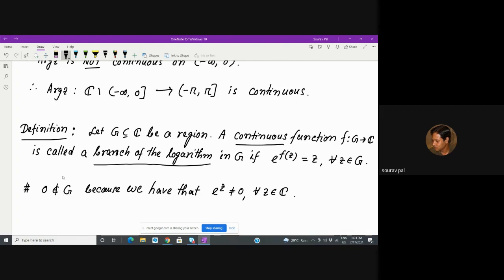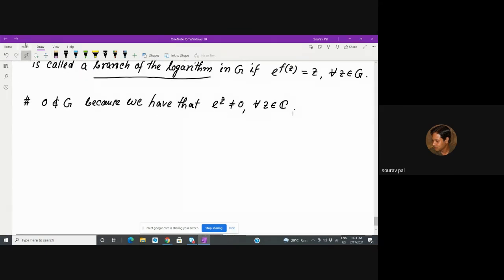Now, what can you say about the principal logarithm that we have defined? What is the principal logarithm?